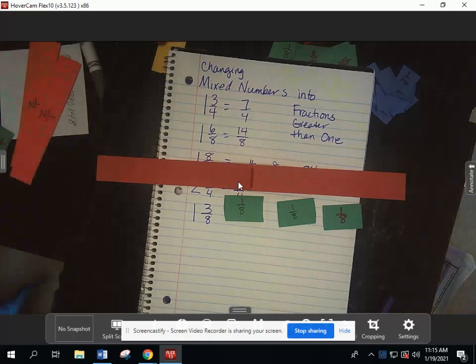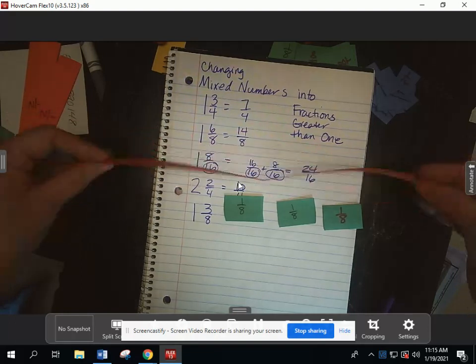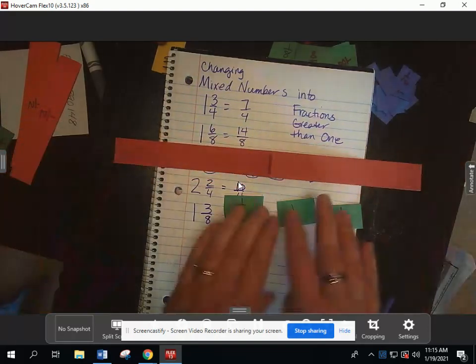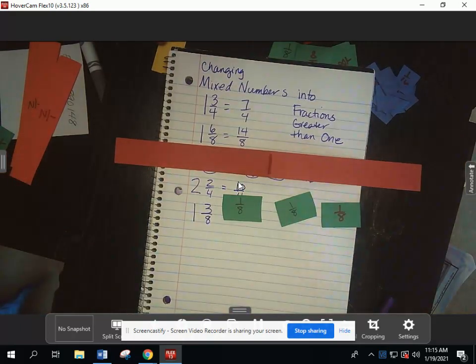Quiet in 1. The first question we have to answer is this: what would we trade this in for? This is a 1. We're working with eighths. We need to make it into a mixed number. What do we have to do?